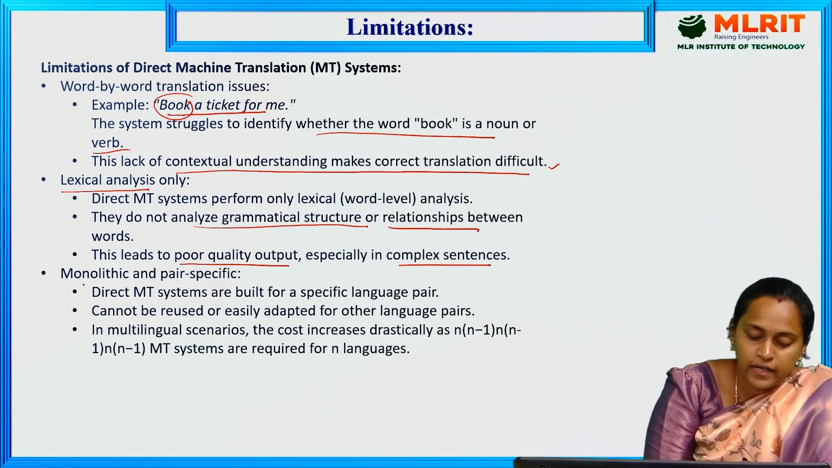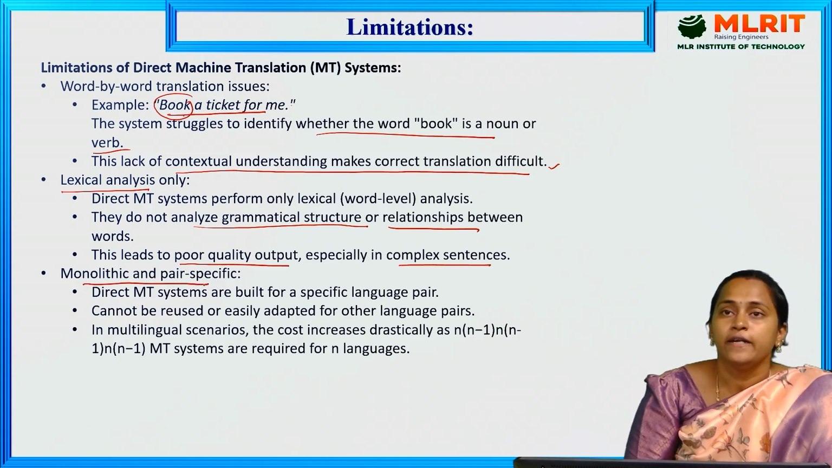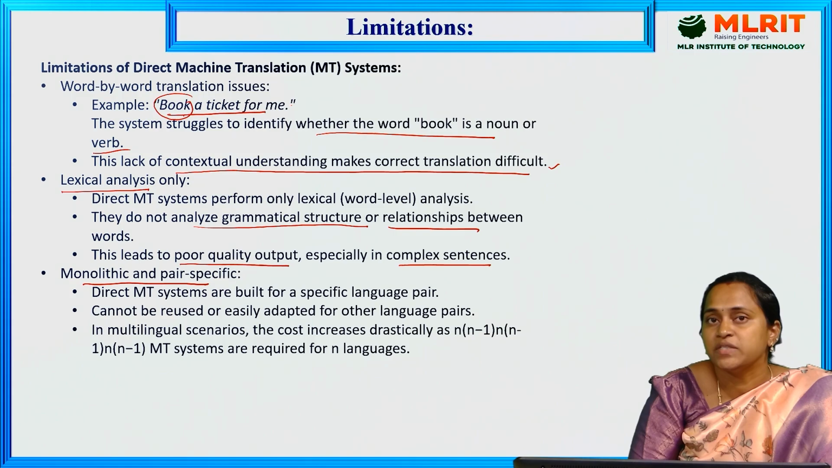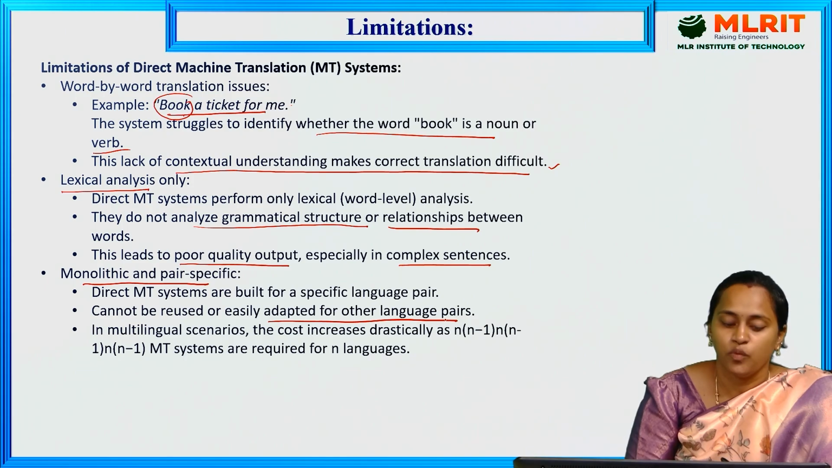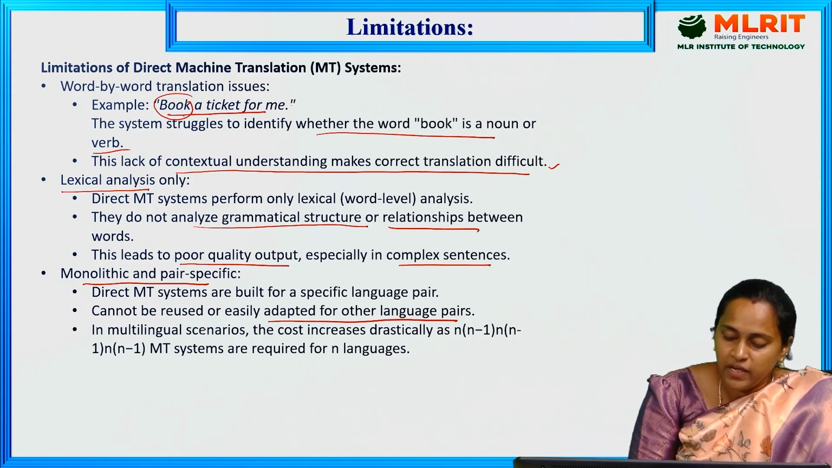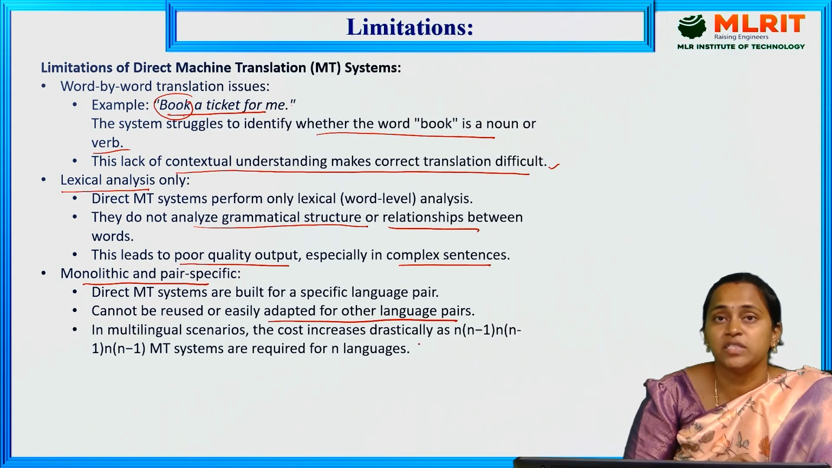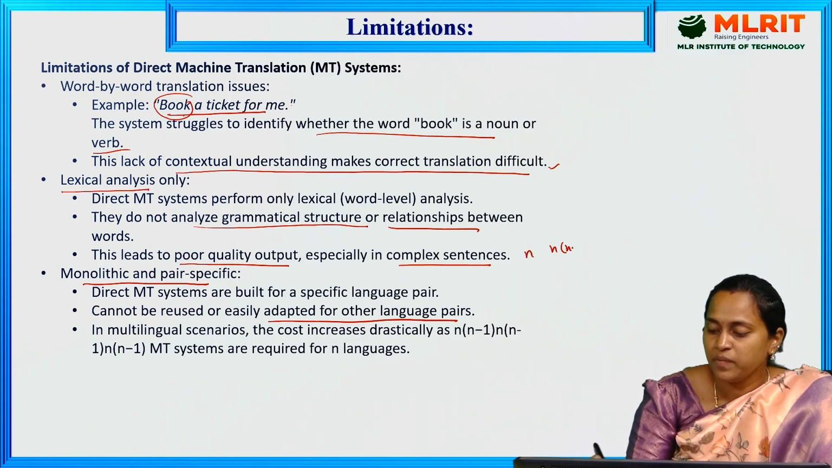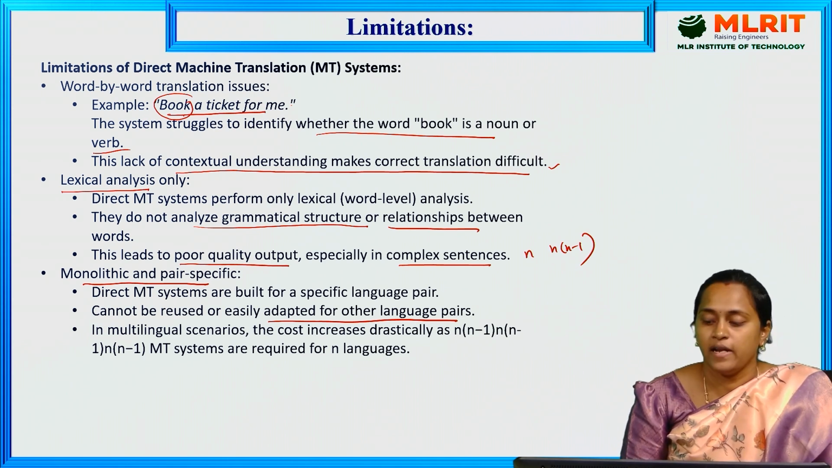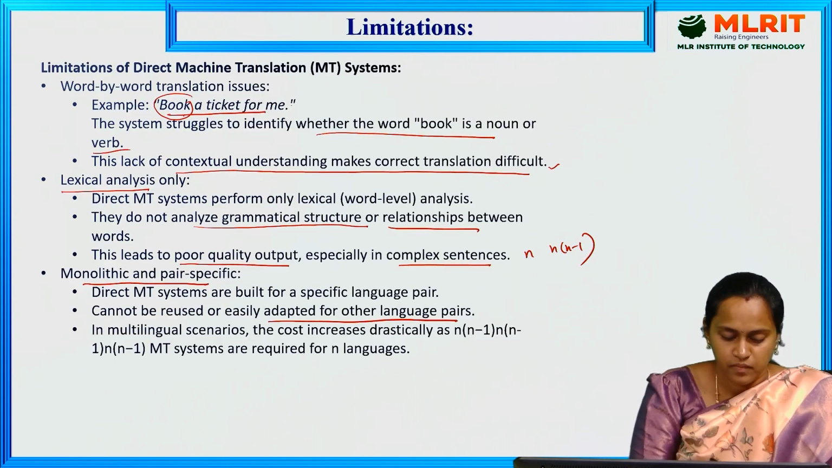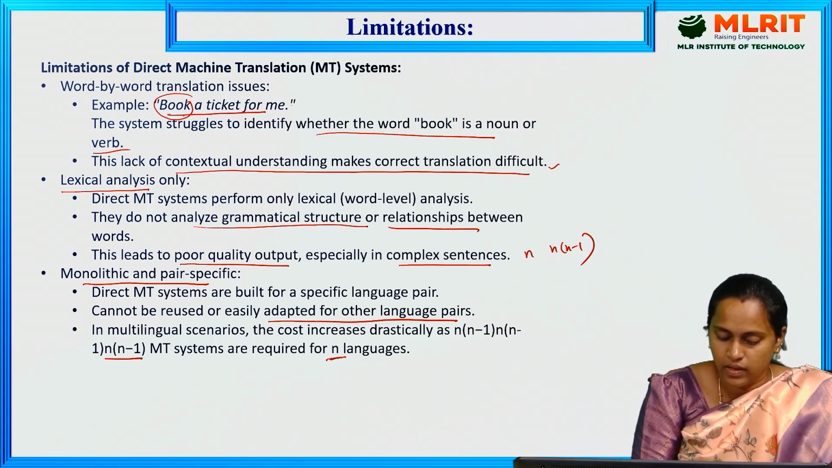Next, monolithic and pair specific. Direct machine translations are built for a specific language pair, so they cannot be reused or easily adapted for other language pairs. They are adapted only for some languages, not all languages. Here we require n into n minus 1 translations for n languages. Let's see.